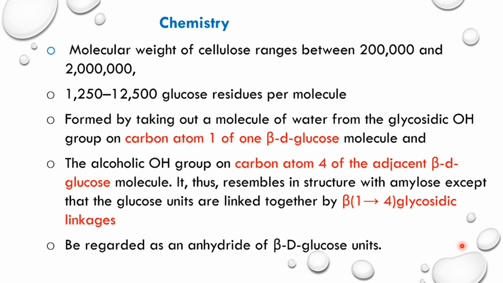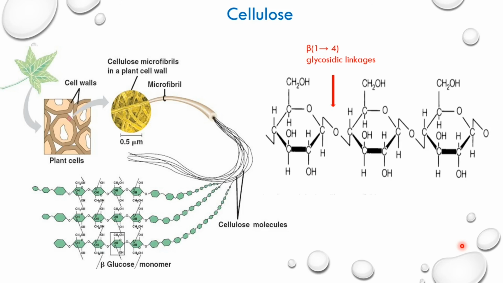When it comes to the chemistry, the molecular weight of cellulose ranges between 2 lakh and 20 lakh, and 1250 to 12,500 glucose residues are present per molecule. It's formed by taking out a molecule of water from the glycosidic OH group of carbon 1 of beta D glucose to carbon 4 of the adjacent beta D glucose. That is, it contains beta 1,4 glycosidic linkage. It's a linear polysaccharide. That is, it contains repeating units of beta D glucose.